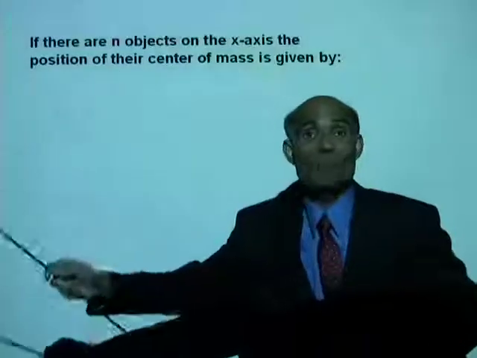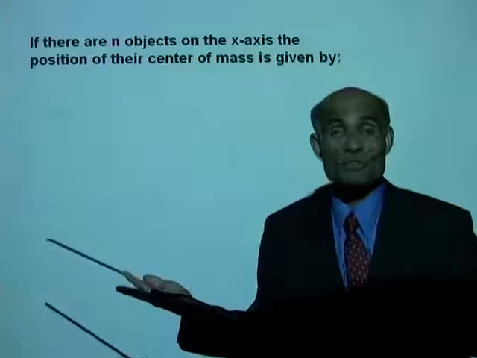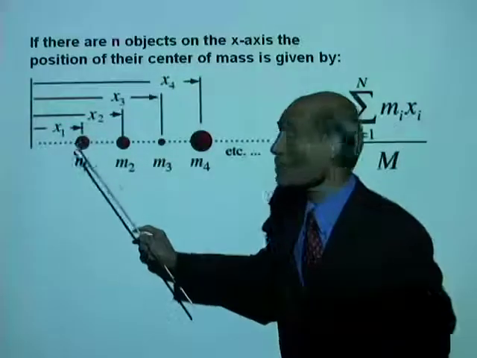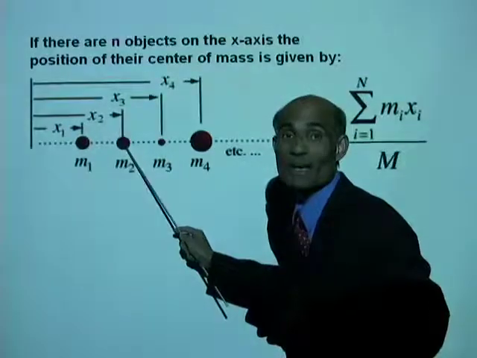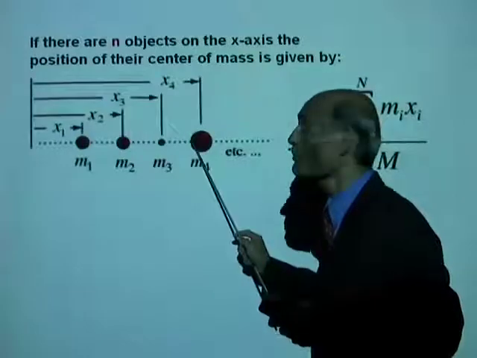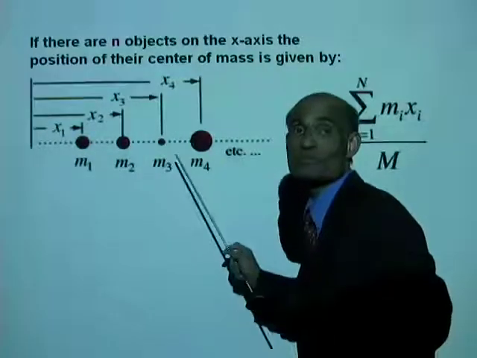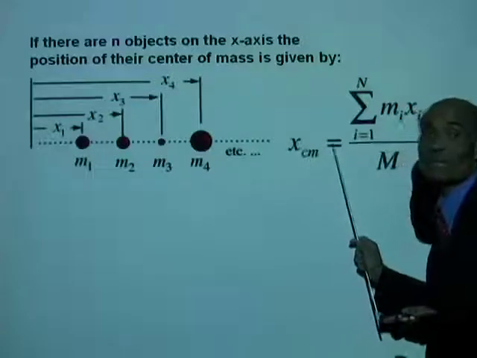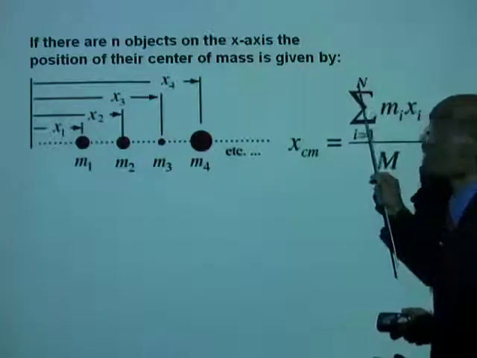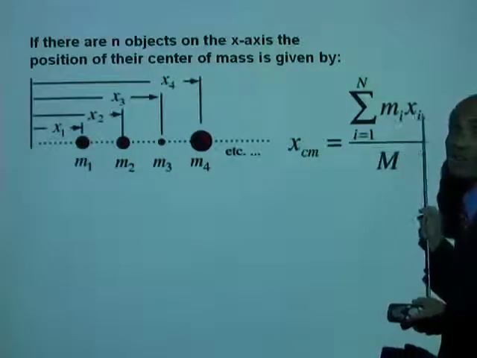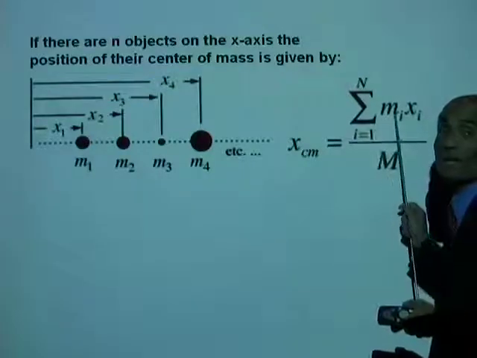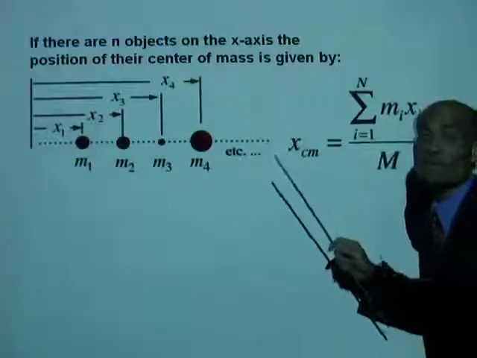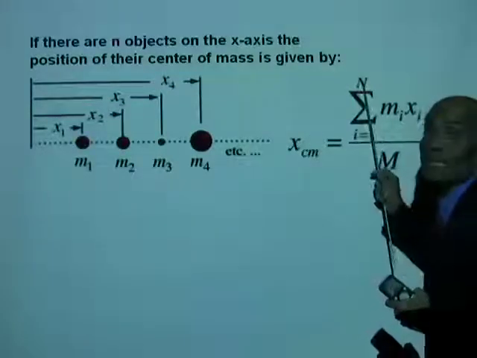Now, if there are n objects on the x-axis, not necessarily two, there are many objects on the x-axis, then we can extrapolate that equation. m1 x1 plus m2 x2 plus m3 x3 plus m4 x4 divided by m1 plus m2 plus m3 plus m4. And we can summarize it like this. X center of mass equal to summation i equal to 1 to n mi xi. I hope you understand these notations. When i equal to 1, mi xi will be m1 x1. When i equal to 2, it will be m2 x2, and so on. We can do it for n number of objects.